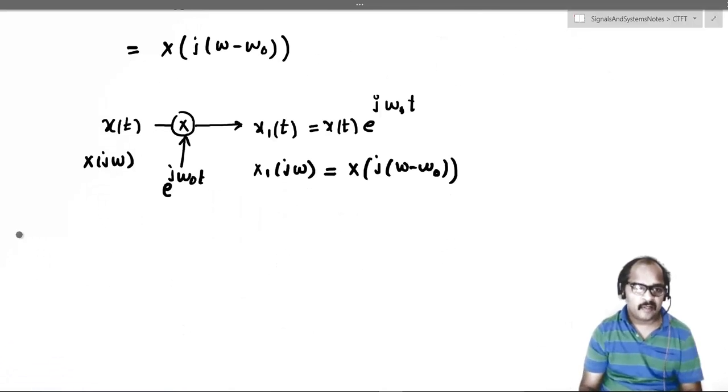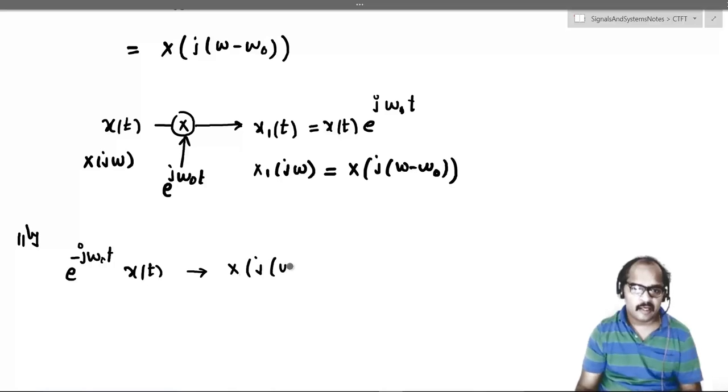In a similar fashion you can prove that, similarly, e power minus j omega naught t x of t will have x of j omega plus omega naught as the Fourier transform. This is easy to prove, so I'll leave it as homework.